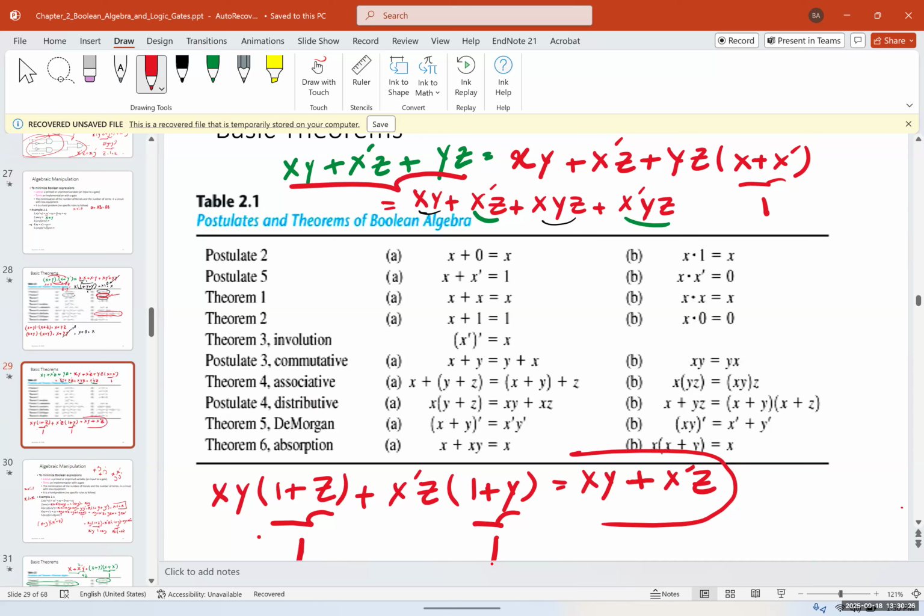Now, how many gates do I have here? I have 1, 2, 3, 4, and a NOT gate here, 5. If I want to use 3 input ANDs, I can combine these two. So 1, 2, 3, 4, 5. How many gates do I have here? 1, 2, 3. So I went from 5 gates to 3 gates, eliminating 2 gates. So it became much simpler.